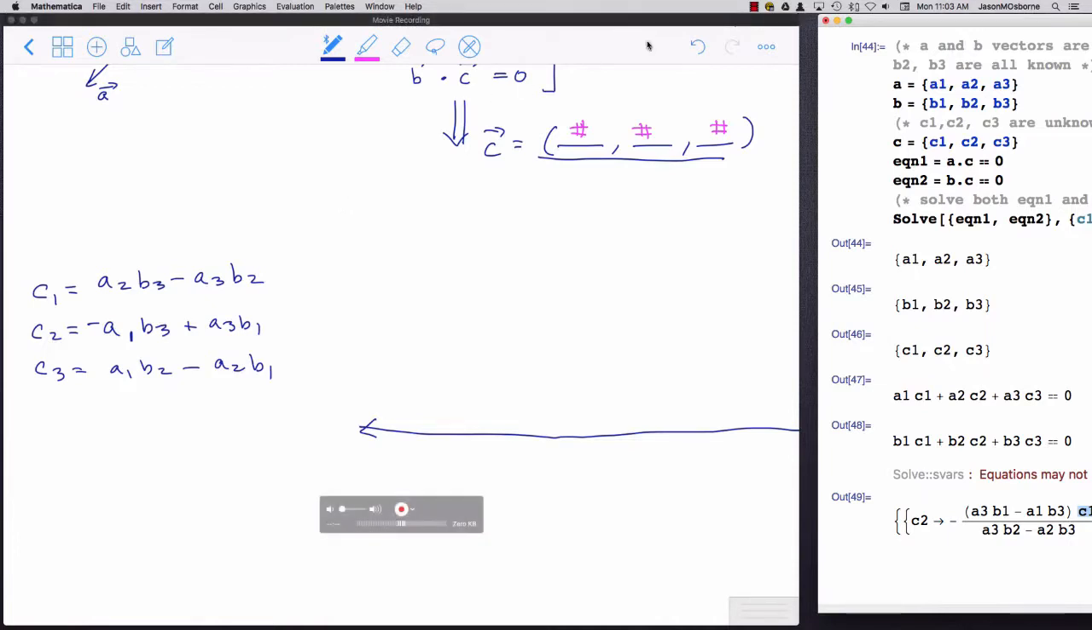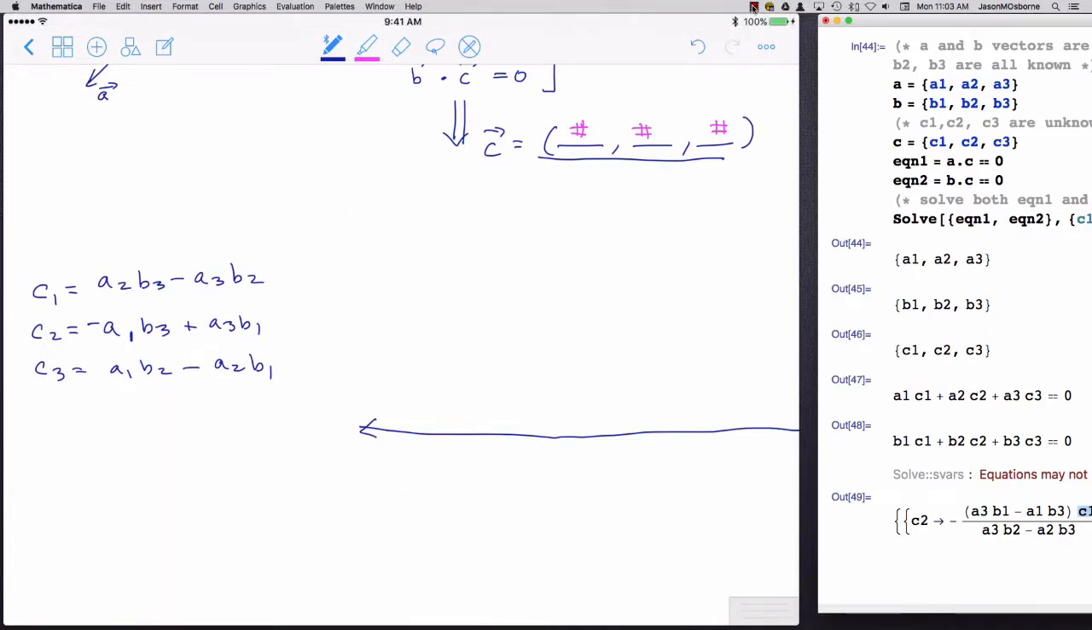Let me take a moment here to just double check my minus signs. I will be back in just 1 second.